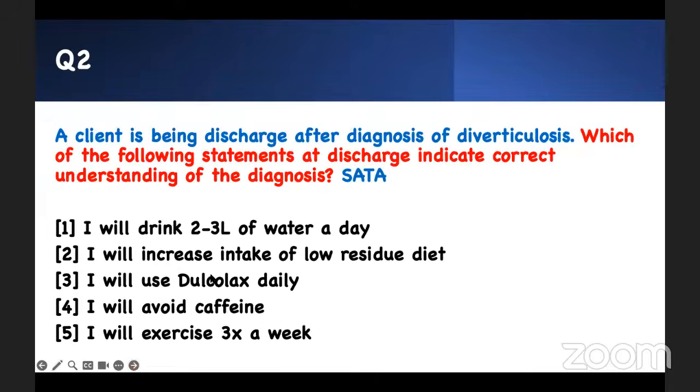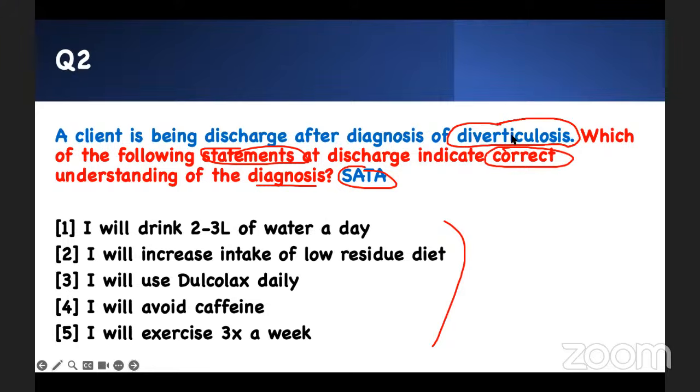This one, you've seen it before, right? It's a long sentence, but there's only one word you need to focus on. It's select or apply, the same thing. You don't have to pick all of them. Which of the following statements at discharge, that means the patient said something, indicates correct understanding of the diagnosis? What is the issue? The client is being discharged after a diagnosis of what?